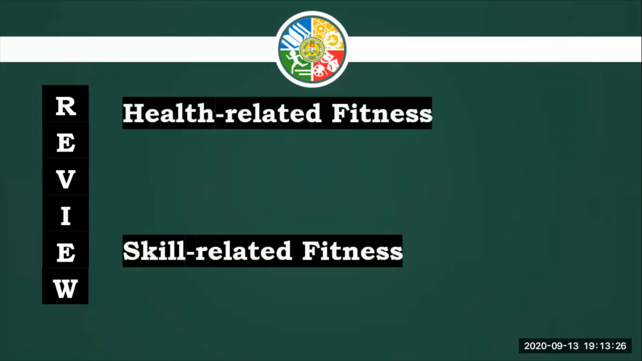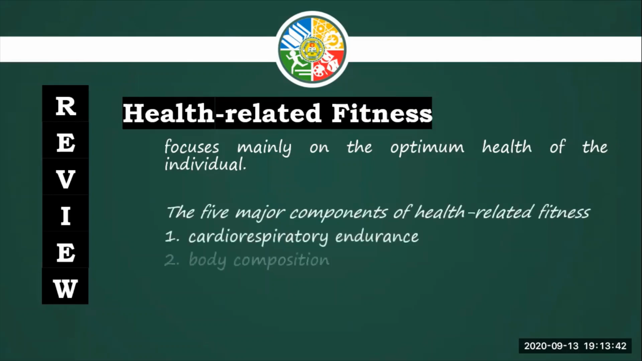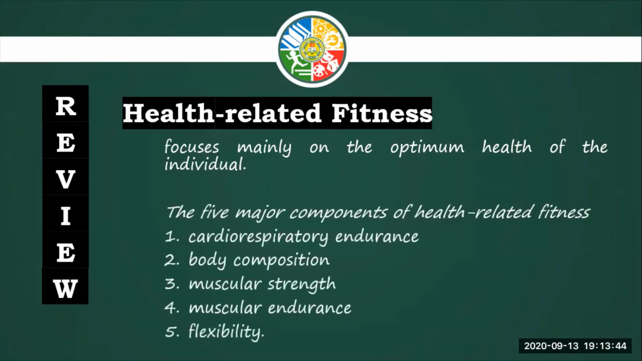This time, let us talk about the two types of fitness, health-related fitness and skill-related fitness. For our lesson, we will only focus on health-related fitness. It focuses mainly on the optimum health of the individual. So here are the 5 major components of health-related fitness: cardiorespiratory endurance, body composition, muscular strength, muscular endurance, and flexibility.